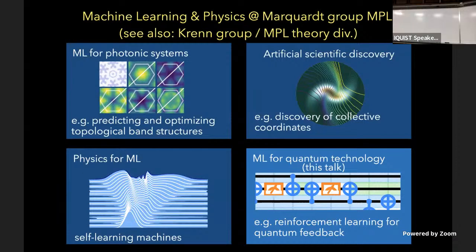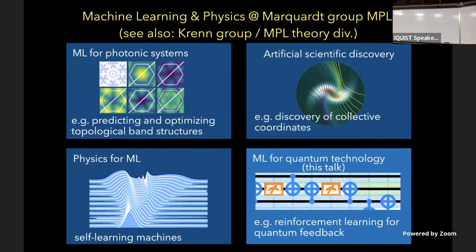For example, we are applying machine learning for photonic systems, phononic systems, or for transport of waves in general. For example, using neural networks to predict band structures. You give me the geometry, I predict for you the band structure and maybe its topological properties.